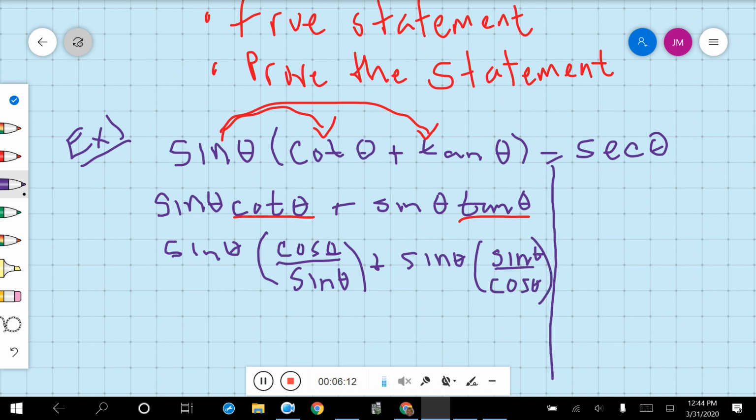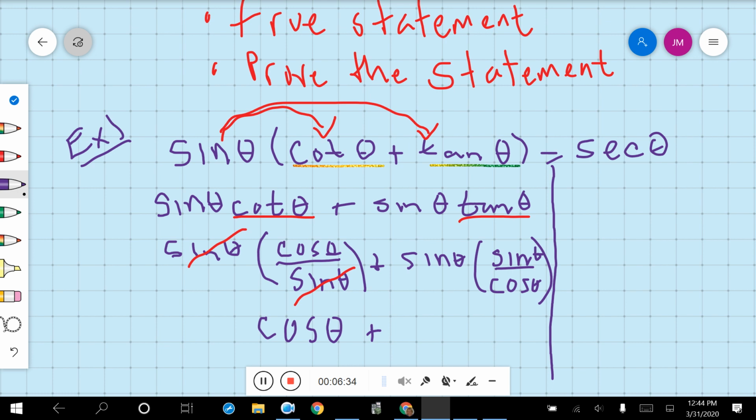Okay, could I have done that from the beginning? Could I have replaced tangent and cotangent from the beginning? Absolutely. Okay, so now, as you can see, I can cancel this sine with that sine, and this side just leaves me with cosine theta.